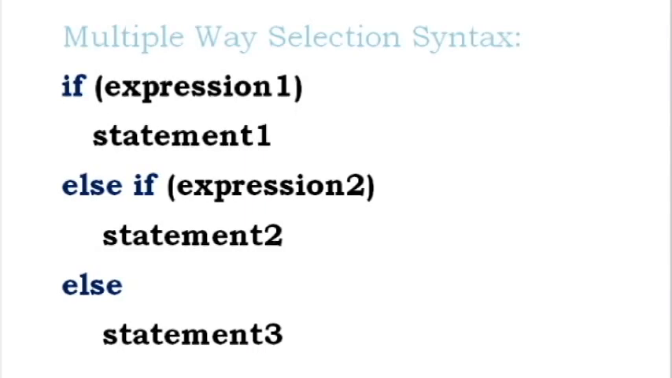And for the last, this is the syntax for multiple selection. It begins with the reserved word if followed by any number of else-if statements, followed by the reserved word else and then the last statement. Multiple way selection syntax: if expression 1 then statement 1, then else if expression 2 then statement 2, and then else with statement 3.